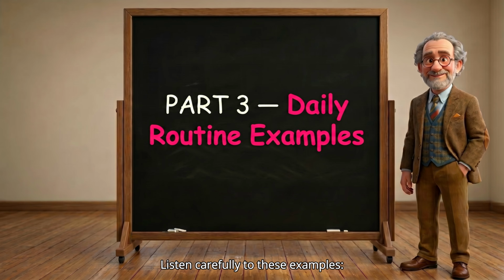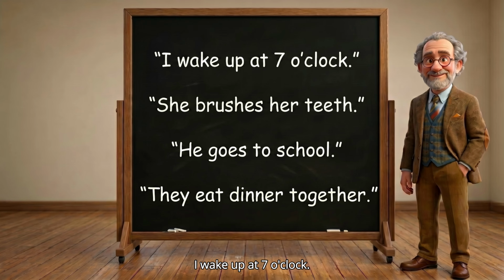Listen carefully to these examples. I wake up at 7 o'clock. She brushes her teeth. He goes to school. They eat dinner together. These are habits and routines. We use the present simple because these actions happen often.